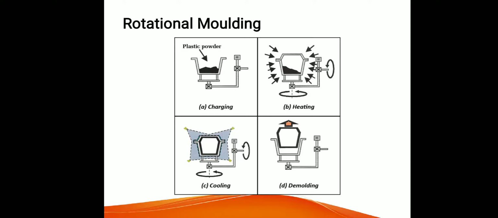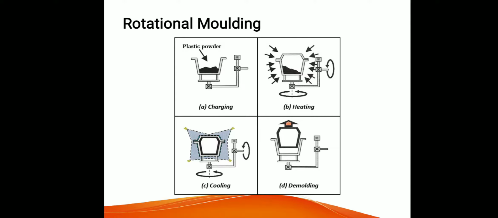In that figure we can see the four steps: first charging, second heating, third cooling, and fourth demolding. In the first step, a predetermined amount of polymer or plastic powder is loaded into the cavity of a split mold.